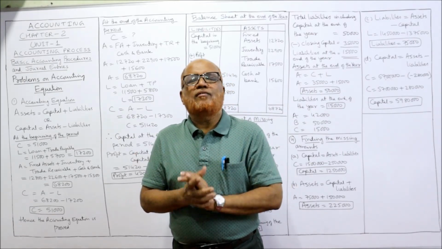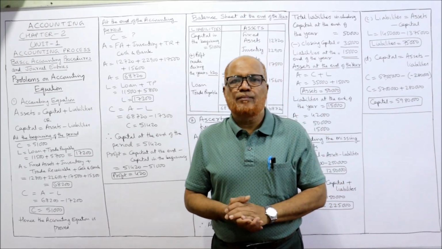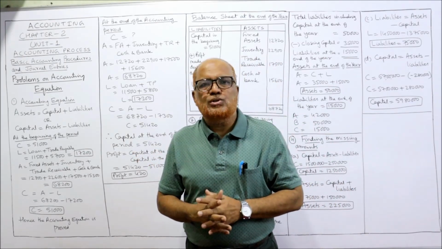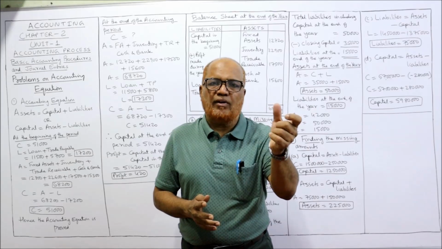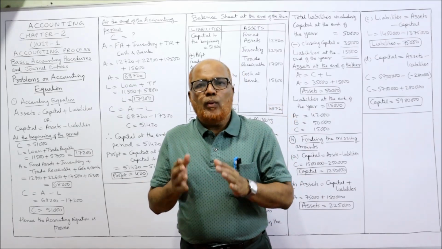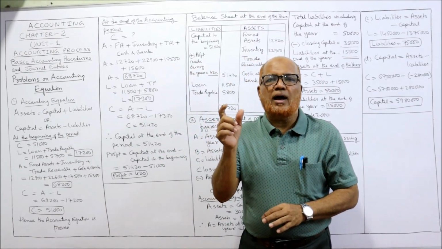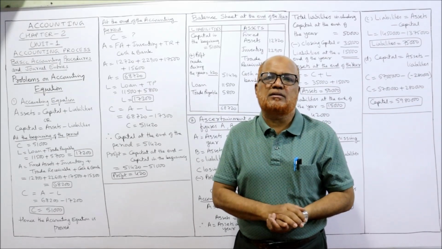There are two methods of recording the transactions. According to the traditional method, we have different types of accounts. For every transaction, we have to debit one account and credit another account, the double entry system. Whereas the modern approach of recording transactions is the accounting equation method.